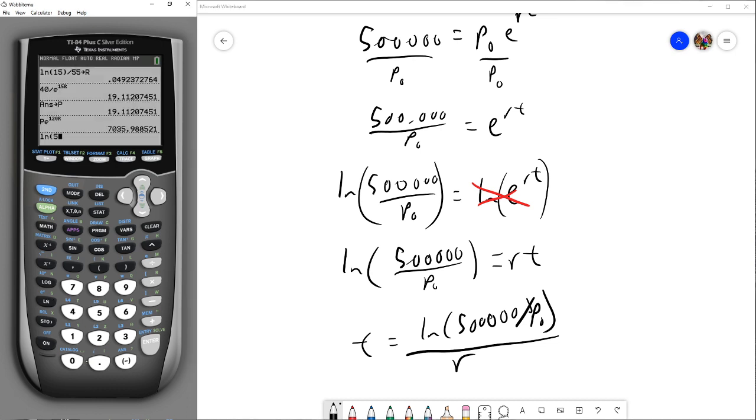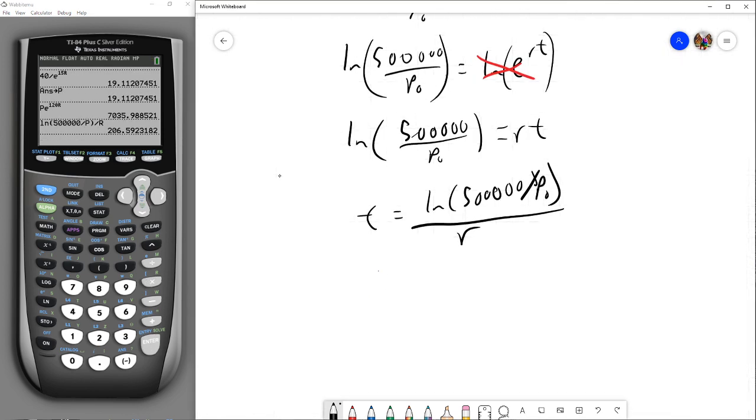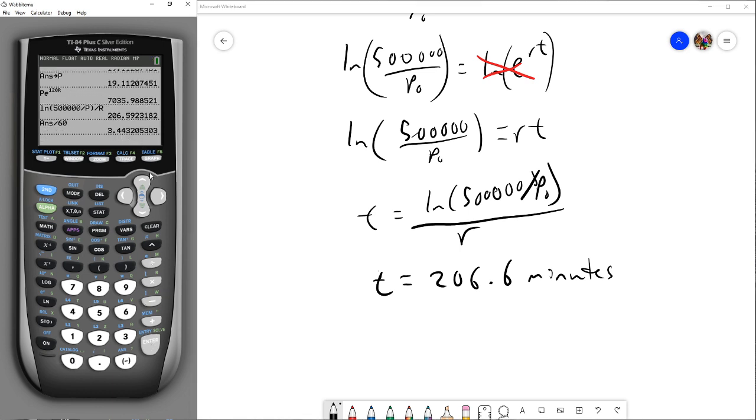So we can plug that in now. 500,000 divided by our initial population, and that entire quantity divided by our r. So that tells us that t must equal 206.6 minutes. So it's almost 3.5 hours. If we divide by 60, 3.44 hours. Alright.